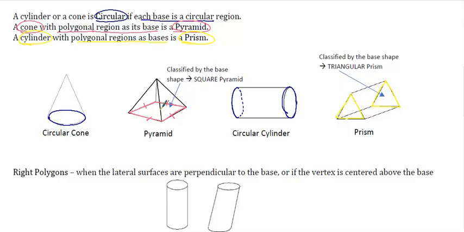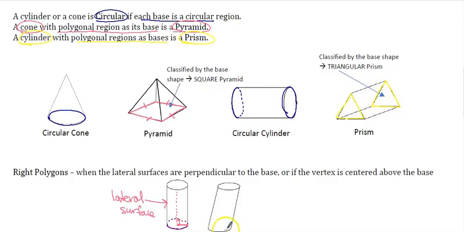Then we also have right polygons. It is when the lateral surfaces are perpendicular to the bases. So what that means is, remember the base is this circle down here, and the circle at the top. And so we want the lateral surfaces. So this is the lateral surface. Those lateral surfaces are perpendicular to the base. So if I drew a line down here, they would be perpendicular to this base. Or we could say if the vertex is centered above the base is another way to look at it.